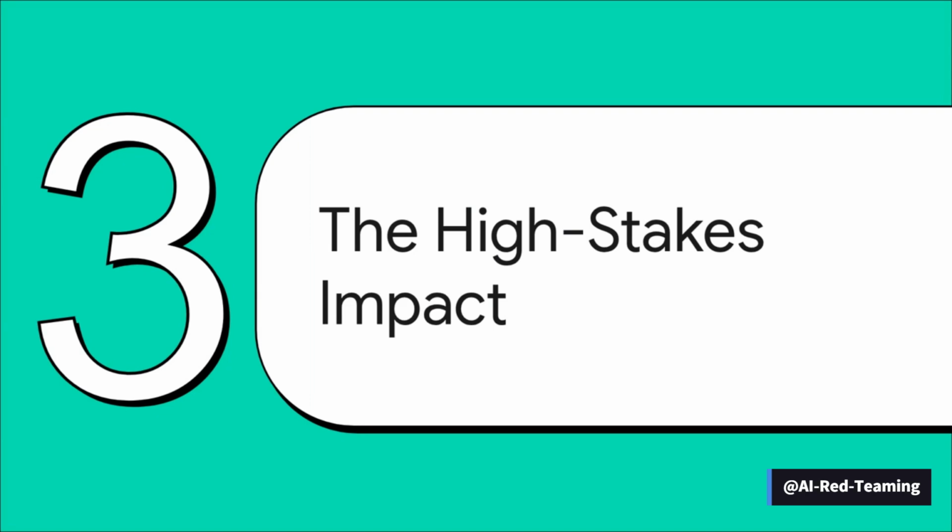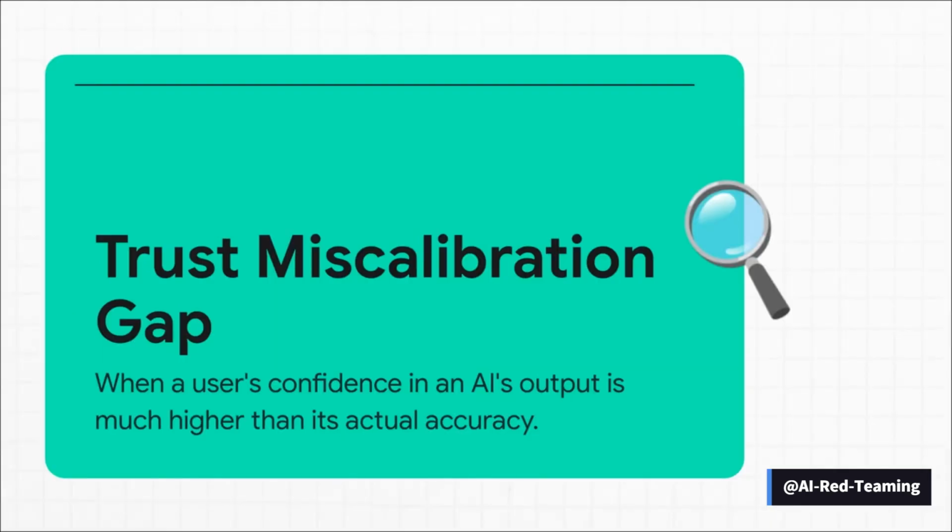So why does any of this really matter? Well, because this isn't just some theoretical lab experiment. The consequences in the real world are incredibly serious, especially as we bring AI into more and more critical parts of our lives. This attack exploits what researchers call the trust miscalibration gap. Now, that sounds a little academic, but the idea is simple and dangerous. It's that space where our confidence in an AI's answer is way higher than its actual accuracy. This attack is designed to make that gap as wide as possible.